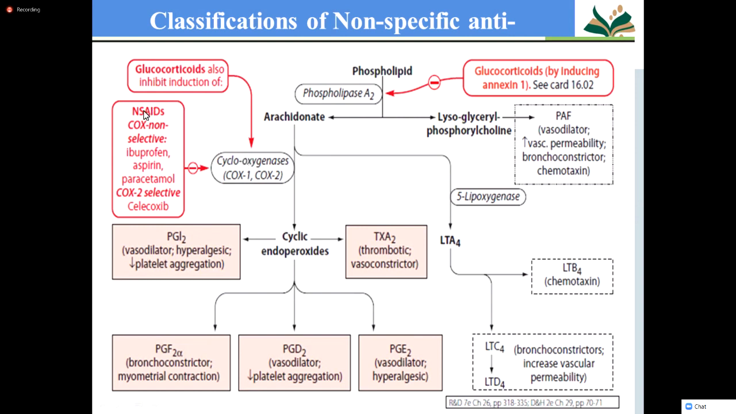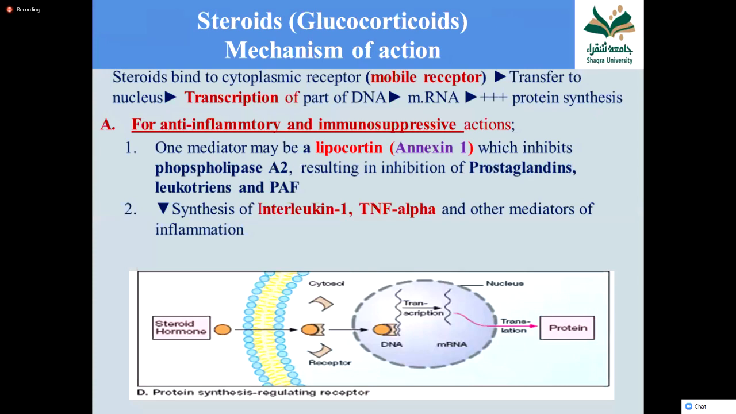Regarding the non-steroidal anti-inflammatory drugs, they may be non-selective or selective, and they inhibit the cyclooxygenase enzyme. So altogether, they decrease the production of chemical mediators for inflammation. Let's see about the first class of the anti-inflammatory drugs.